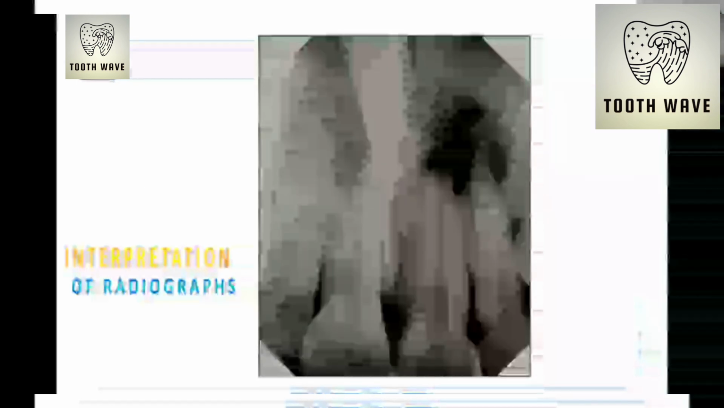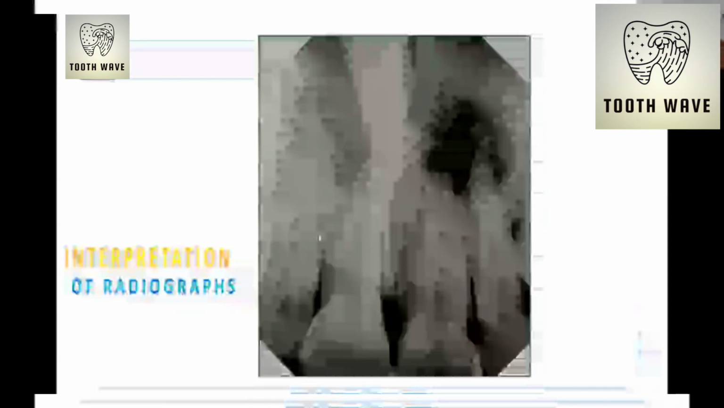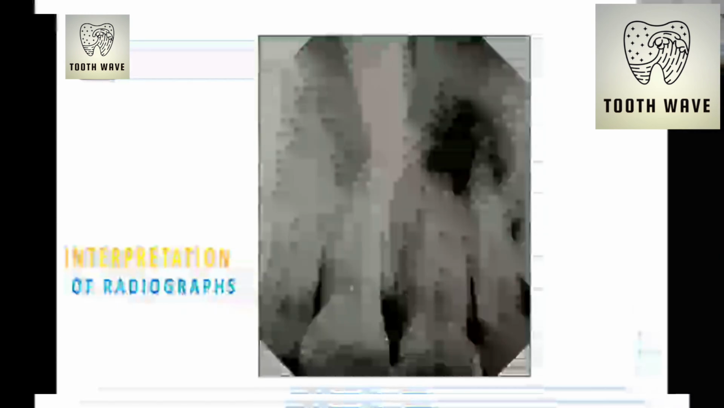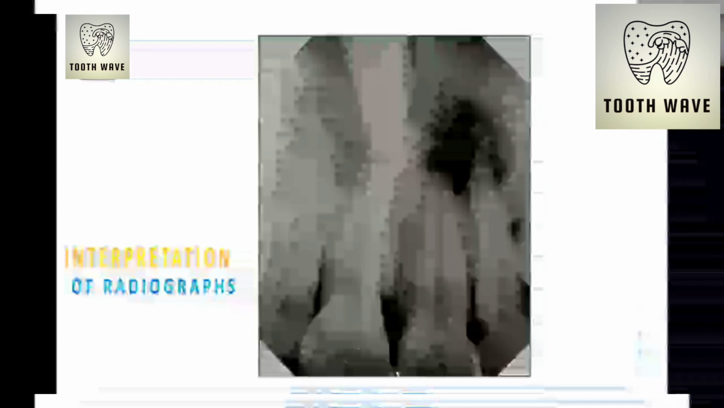Now we will see how to write a report. First see what type of radiograph: IOPA, bitewing, occlusal, panoramic. Then identify the normal landmarks. I can see a suture. This is a septum. This is a soft tissue outline of the nose. Anterior nasal spine. Then identify the teeth: 1, 1, 1, 2, 2, 1, 2, 2.